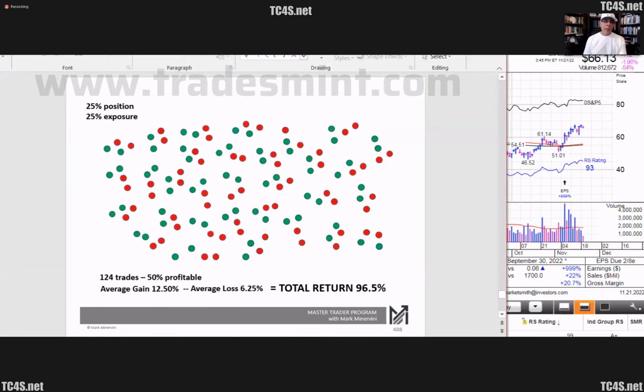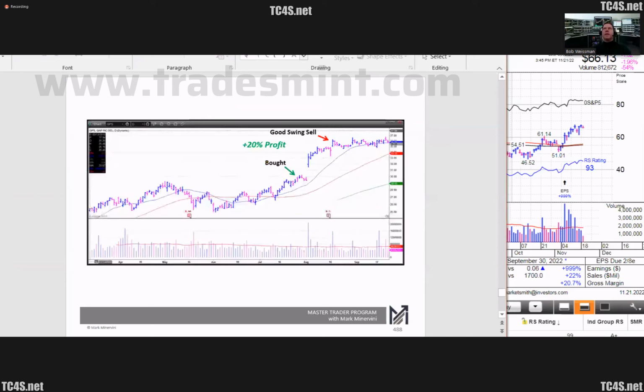What number? 484. If you could review the purchase of GPS, I still can't see why this was a buy. It looks like a lot of chop.